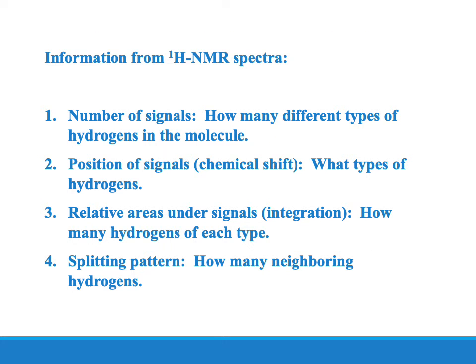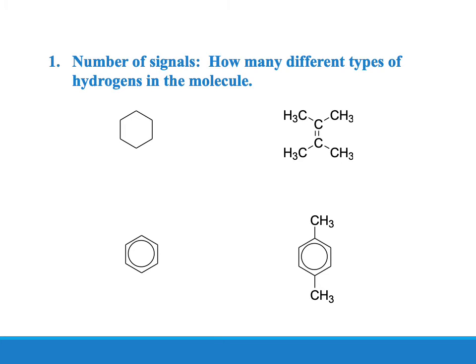Information that we can obtain from NMR spectra is, from the number of signals, how many different types of hydrogens are in the molecule; from the position of the signals, what type of hydrogen; from the relative areas under the signals, how many hydrogens of each type we have; and from the splitting pattern, how many neighboring hydrogens we have. So these are the examples that we are going to discuss.